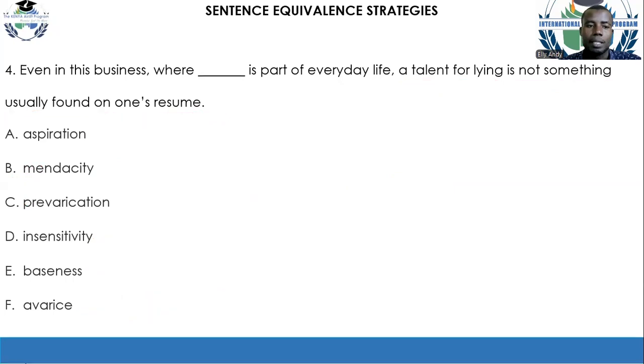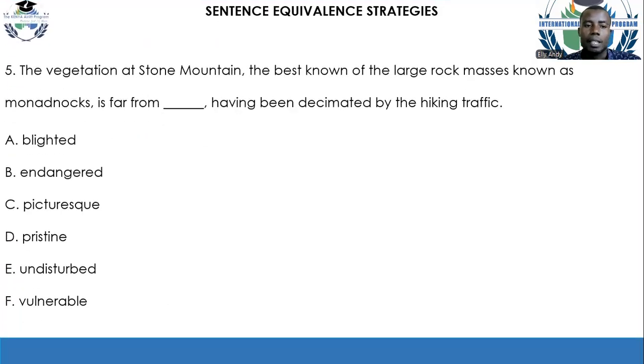So let's look at the last example for today. The vegetation at Stone Mountain, the best known of the large rock masses known as monadnocks, is far from dash, having been decimated by the hiking traffic. Okay, so again, let's break down or decipher this sentence to understand its meaning. So we have some vegetation here that has been decimated. This is the main thing you should get from this sentence.